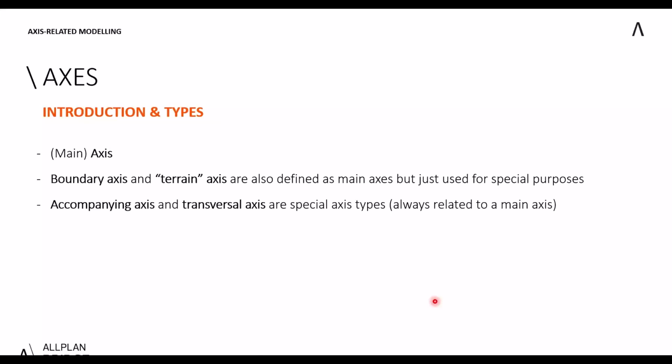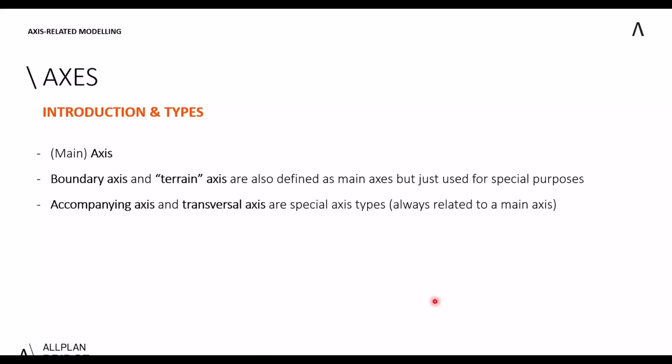So we can also have boundary axis or terrain axis, which are actually not special types of axis. They are just created as a normal axis. So I just call it main axis here in order to distinguish it from the other axes. So it's also a normal axis, but we just use it for a special purpose. Therefore, I just call it here a boundary axis or terrain axis. You will not find those terms in the program, however.